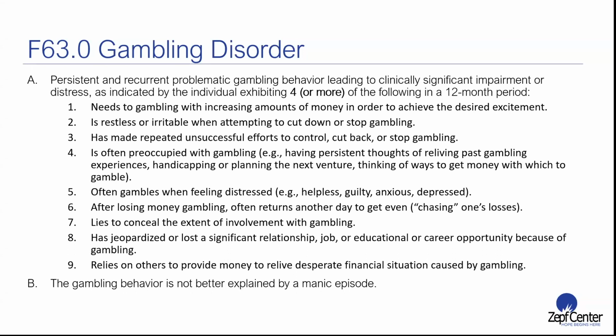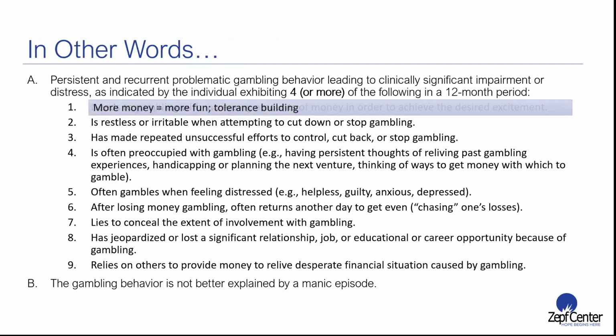But the shortened version of this is, in other words, the first criterion is tolerance building. You want to spend more money to achieve your desired effect. So you start gambling either more frequently or with larger wagers, so that you can achieve the desired excitement that you're looking for.